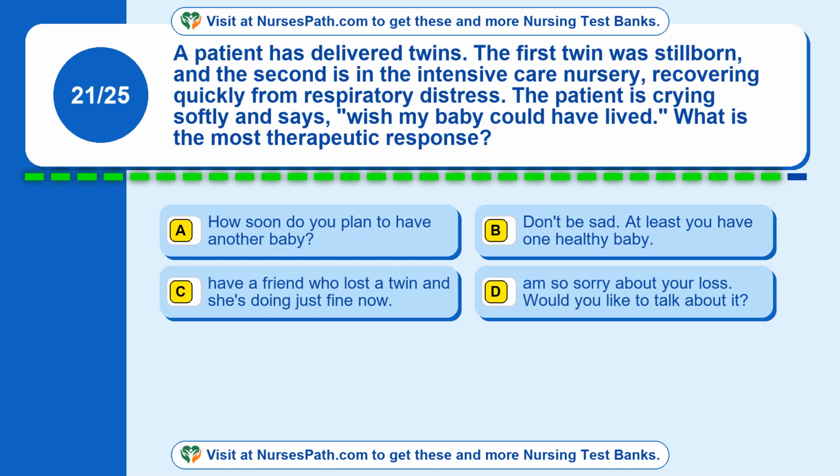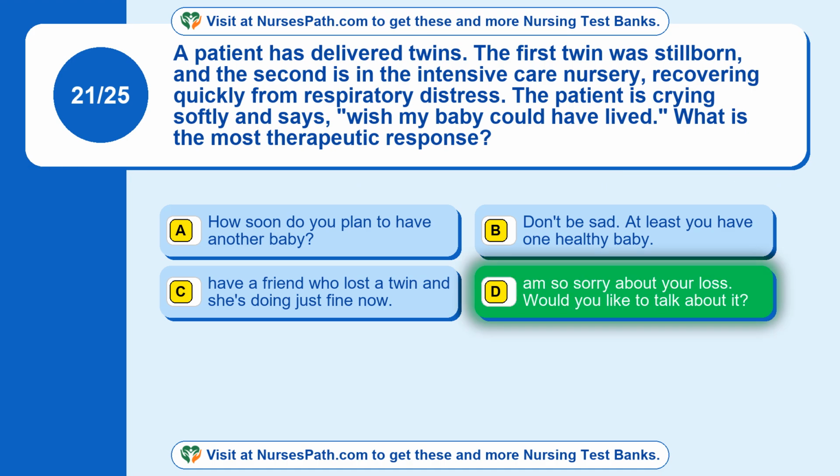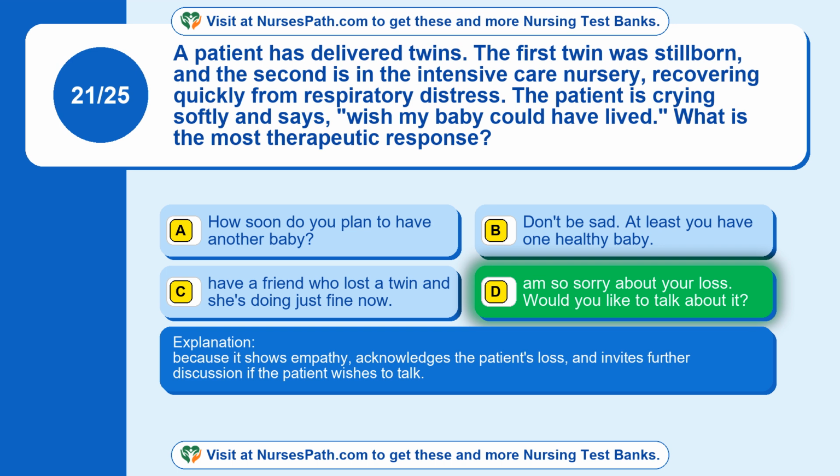Question 21. A patient has delivered twins. The first twin was stillborn and the second is in the intensive care nursery, recovering quickly from respiratory distress. The patient is crying softly and says, "I wish my baby could have lived." What is the most therapeutic response? Option A. How soon do you plan to have another baby? Option B. Don't be sad. At least you have one healthy baby. Option C. I have a friend who lost a twin and she's doing just fine now. Option D. I'm so sorry about your loss. Would you like to talk about it? The correct answer is option D. I'm so sorry about your loss. Would you like to talk about it? Because it shows empathy, acknowledges the patient's loss, and invites further discussion if the patient wishes to talk.